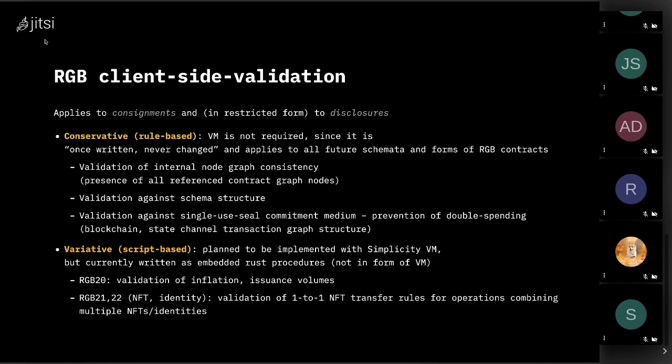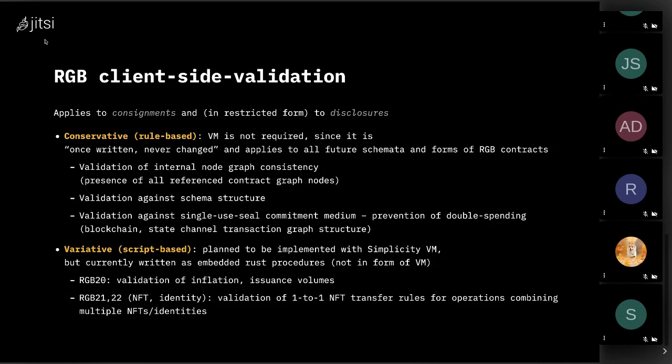So it's already written. It will never change, aside from if some bugs or security issues are discovered. It's a part of the core library, so it's there, and hopefully we will never introduce changes before the next generation of the RGB protocol. So we don't need a virtual machine here. There is no need for it.